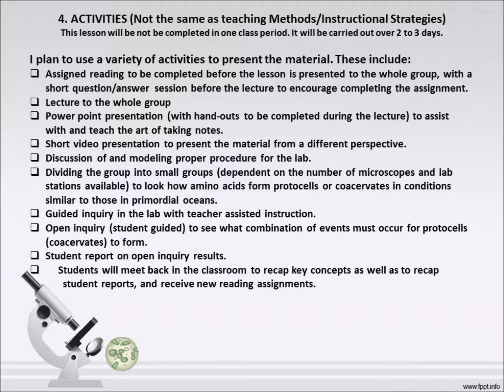Now, for open inquiry, and this is student guided, I want students to start thinking about what would happen if I did something different, or if there was something missing from this equation. For example, when talking about protocells and how they formed or might have formed, what would have happened if the pH had been a little bit different, or what would happen if there was more oxygen present, or any number of things that might have affected the outcome of those original protocells.